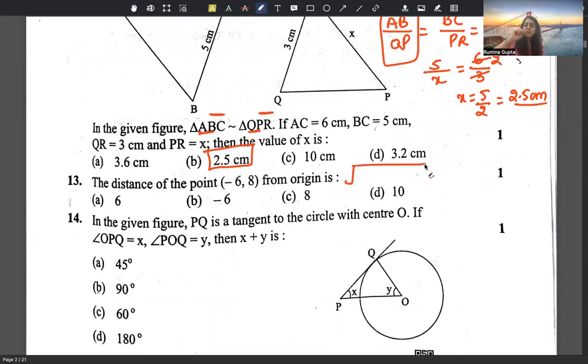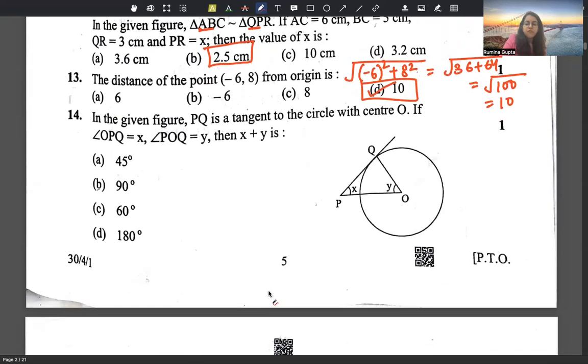Since it is from the origin, what was the formula? Under root of x square plus y square. That is under root of (-6) square plus 8 square, that is under root of 36 plus 64. This is going to give you under root 100, and that is your 10. So option D is the correct answer. Simple to understand. Now question number 14, very simple.